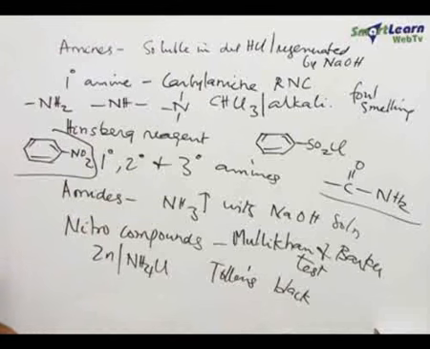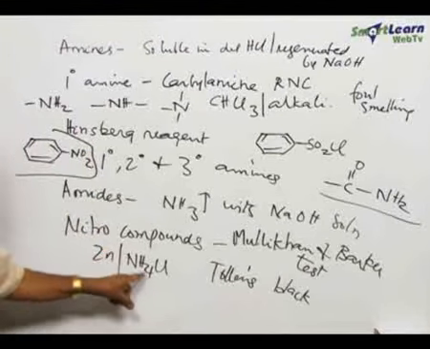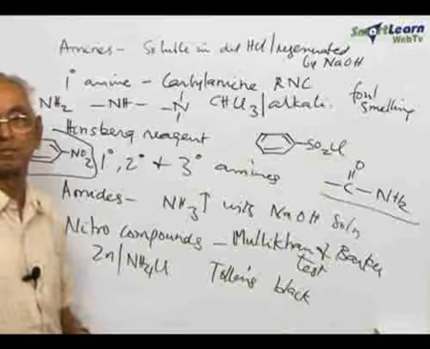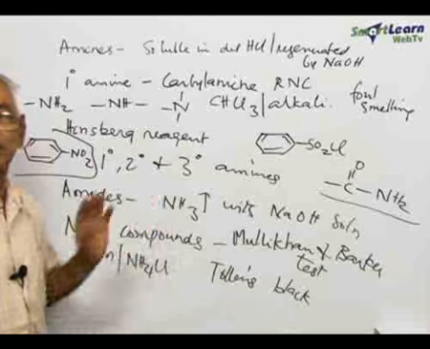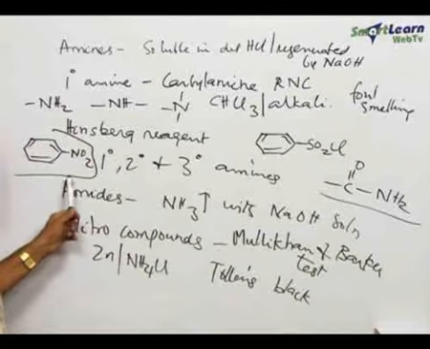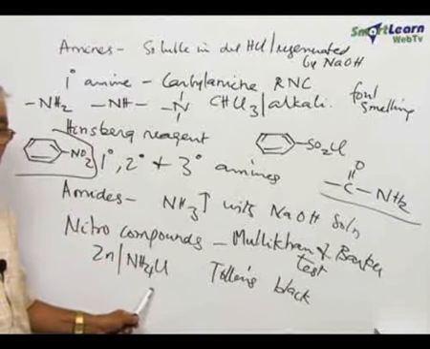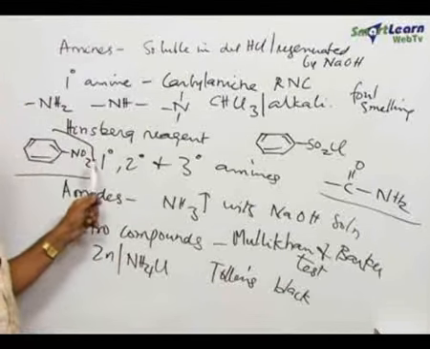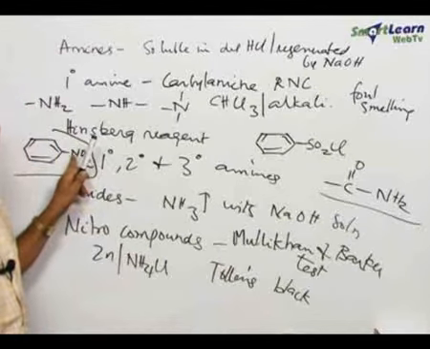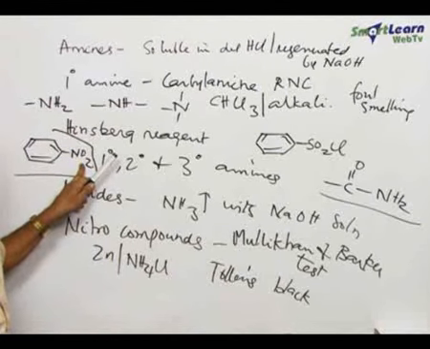What is this test? The nitro compound is reduced in neutral medium. Normally, if it is zinc and hydrochloric acid, it is acid medium. If it is zinc and sodium hydroxide, it is alkaline medium. But if it is neither acidic nor alkaline, this is the neutral medium. So, when a nitro compound is reduced, this nitro group is reduced to phenyl hydroxylamine. NO2 does not become NH2. NO2 becomes C6H5NHOH.